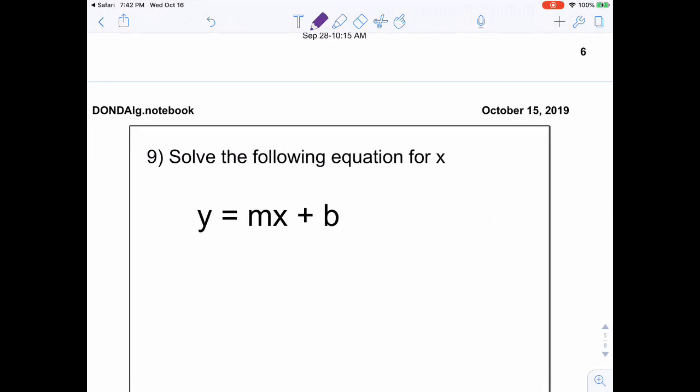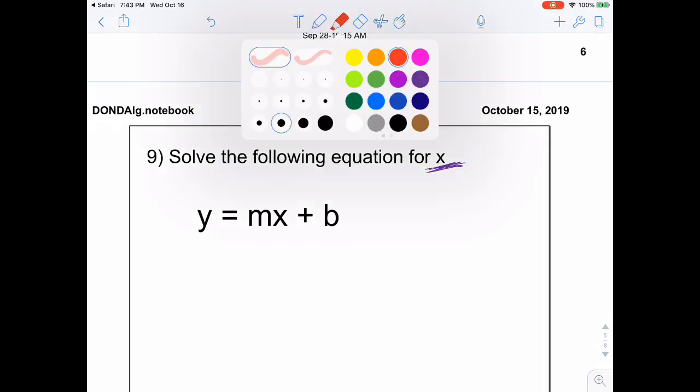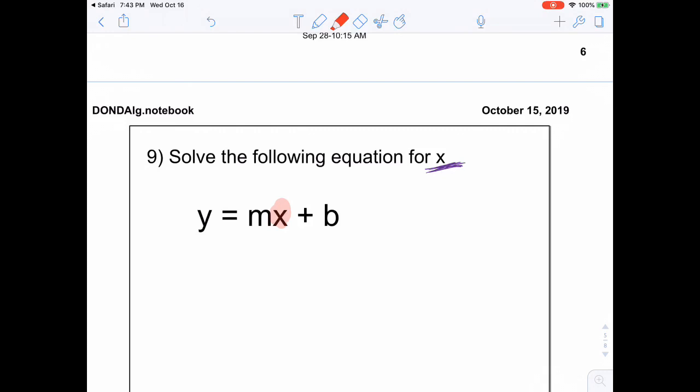Now we get into our translating formulas. If we're solving for x, that means we want to get x by itself. Okay, so if I had this here, try and get x by itself. So the first thing I would do is subtract b from both sides. Keep this line down the equal sign to make sure I'm doing the same thing to both sides. On the left-hand side, it would give me y minus b equals mx.